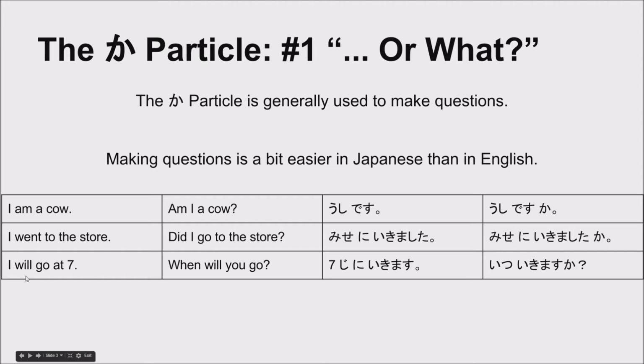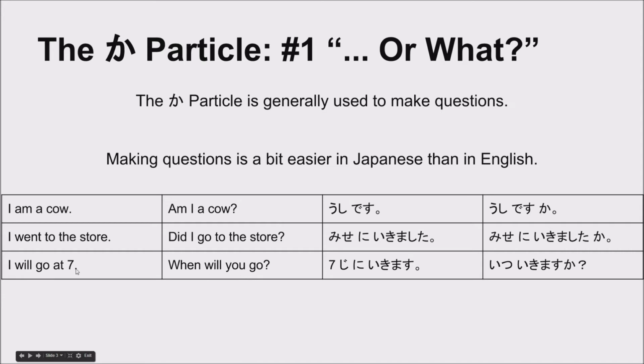Let's look at English. I will go at 7. When will you go? I suppose technically if we wanted to keep these the same, it should be will you go at 7? But in English we generally use when, as opposed to will you go at 7, when will you go? This one's not too crazy. Notice also I changed you from I to you because will I go at 7 is a very odd sentence to ask anyone in the world. So I switched the subject to you.